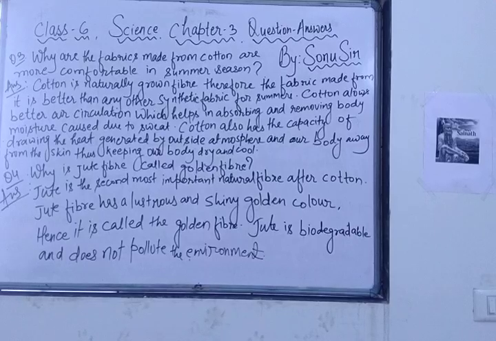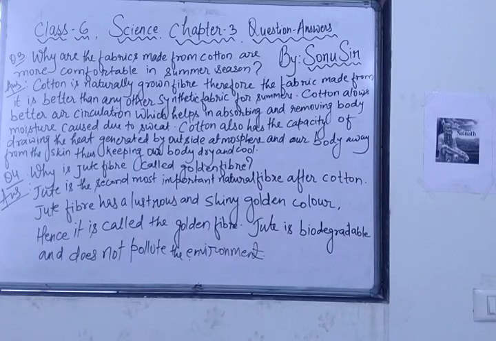Question number 4, why is jute fiber called golden fiber? Question number 4 is, why is jute fiber called golden fiber? Jute is the second most important natural fiber after cotton. Jute fiber has a lustrous and shiny golden color, hence it is called the golden fiber. Jute is biodegradable and does not pollute the environment.